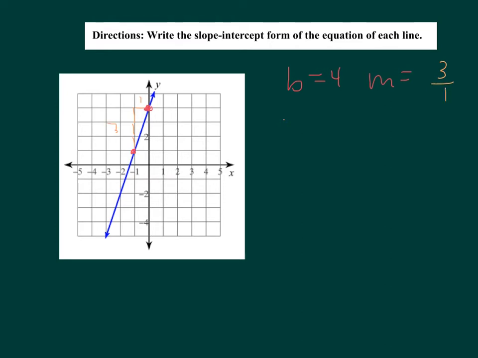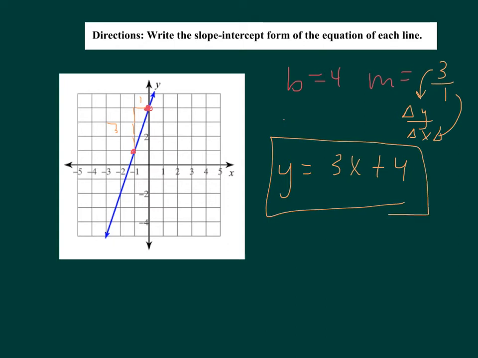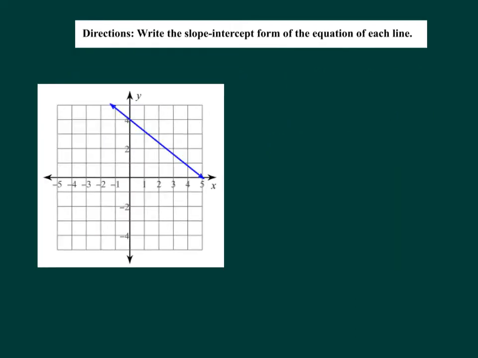So that's 3 over 1, right? Remember that we're keeping this in change in rise over change in run, right? That y value is 3, and the change in x value is 1. So y is equal to mx plus b, plus 4. Now I say plus b, but if b is negative, then it would have been 3x minus 4. All right, and one more for the Gipper, as they say.